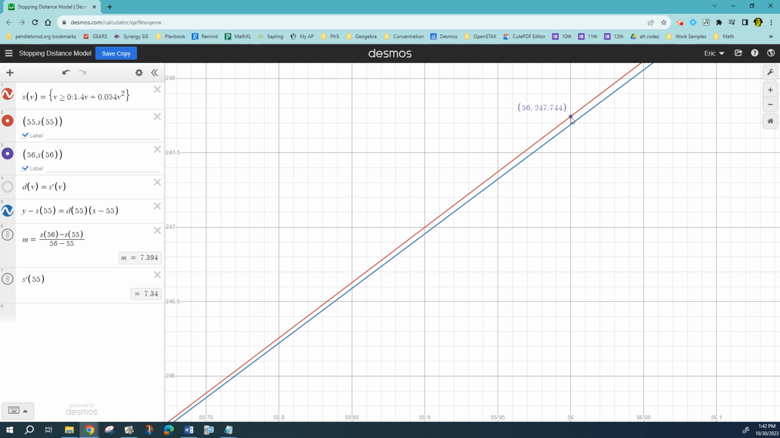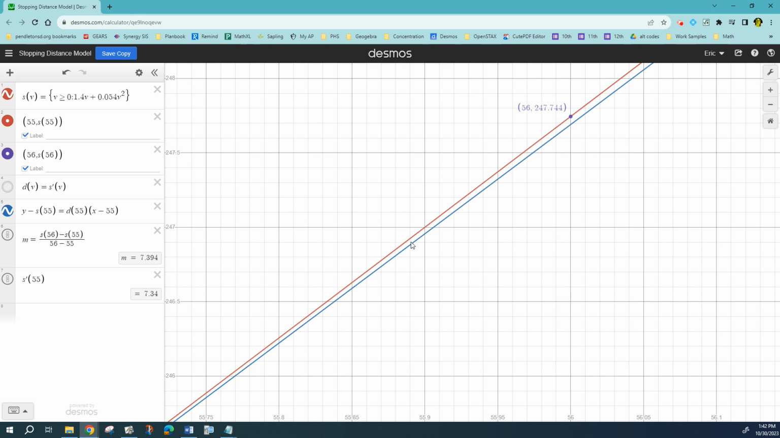Everybody see that? So if I actually calculate the secant between those two points at 55 and 56, I'm going to get a little steeper slope on the secant line than I have on the tangent line, right? So it doesn't actually tell you how much it's going to change, because if I increase my speed by 1 mile per hour, I'm going to get an answer of 7.394, okay? Not 7.34, right? It's a little bit steeper.